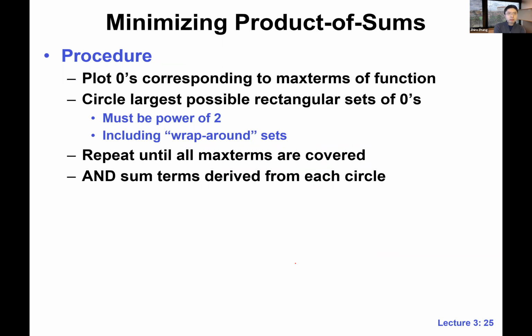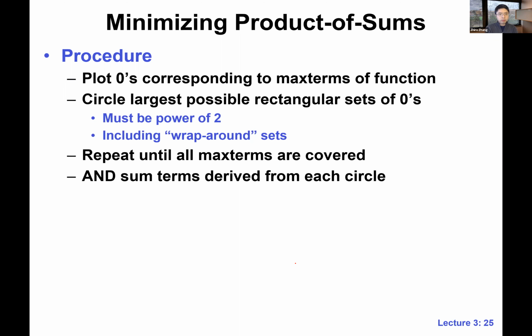Okay, so we have been mainly focusing on SOP, sum of products. So now let's quickly look at POS, product of sums. So this is where we look at the max terms, right? We look at the zeros, the zero cells.